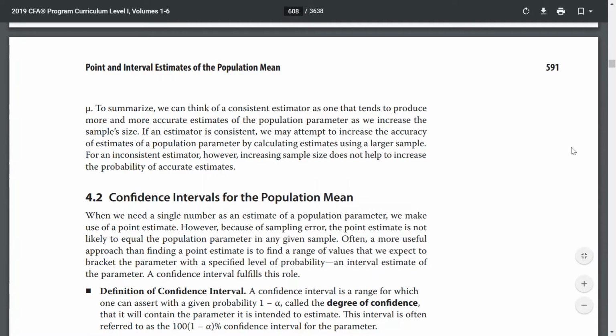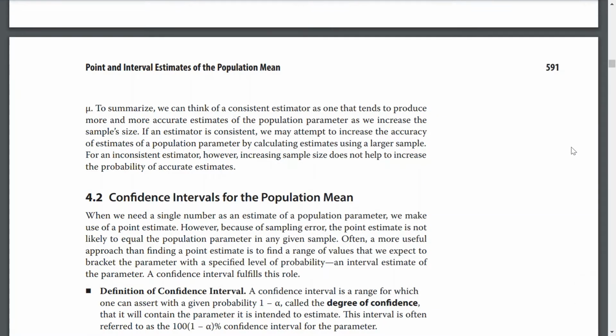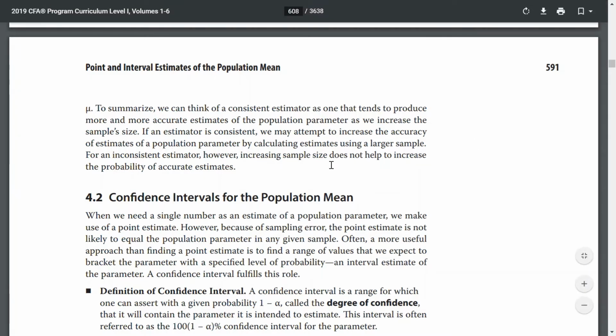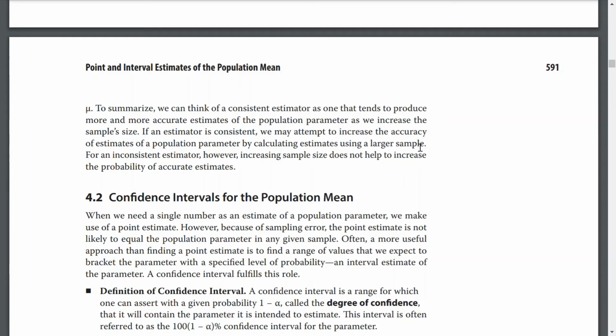To summarize, we could think of a consistent estimator as one that tends to produce more and more accurate estimates of the population parameter as we increase the sample size. If an estimator is consistent, we may attempt to increase the accuracy of estimates of a population parameter by calculating estimates using a larger sample. For an inconsistent estimator, however, increasing sample size does not help to increase the probability of accurate estimates.